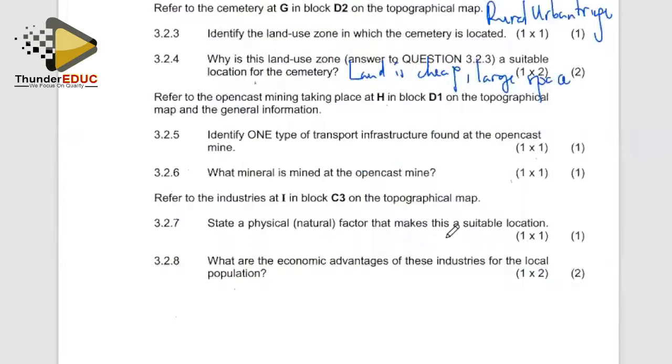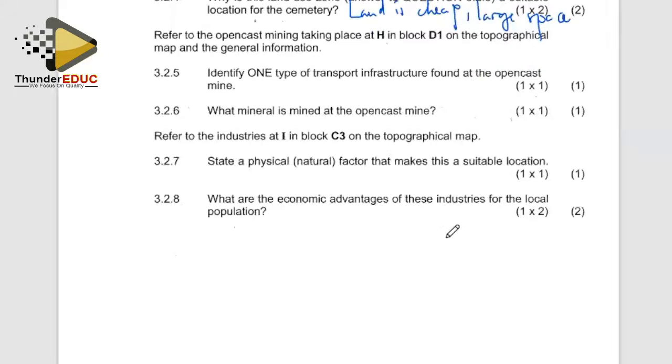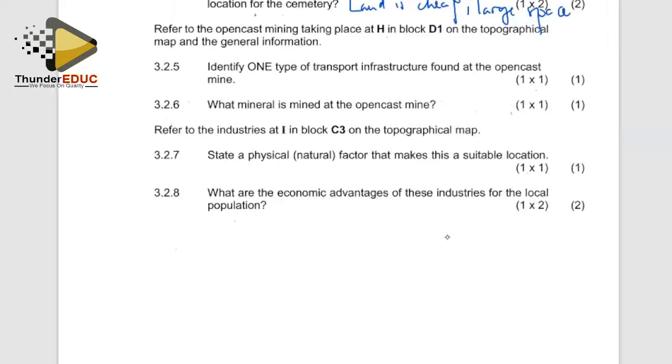Then what mineral is mined at the open cast? For one reason, Emalahleni is a coal mining area. So that open cast is for coal. And for one obvious reason, coal in Mpumalanga is extracted mainly using the open cast mining method because the reserves are not as deep as the gold reserves in Gauteng.